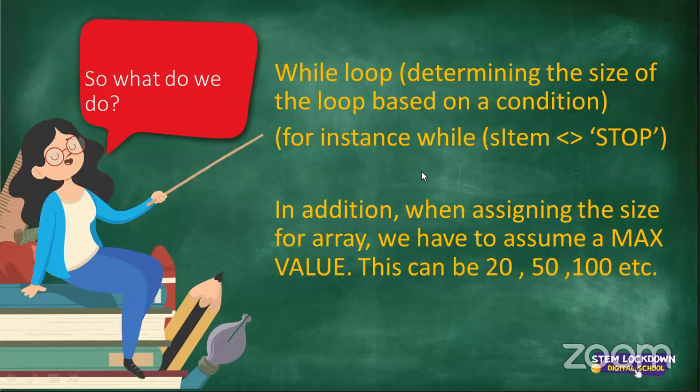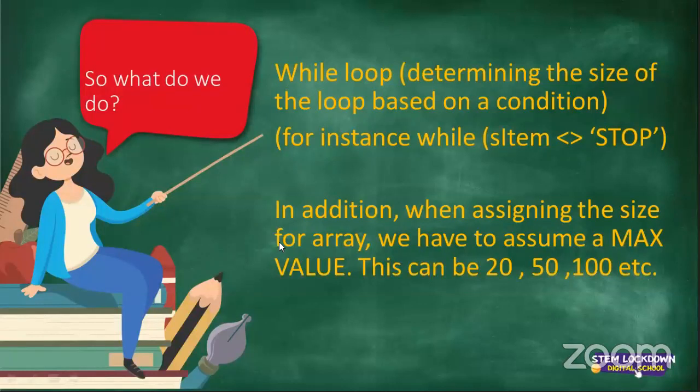For instance, allow the user to enter items into the array until the person enters stop, or maybe presses enter on the keyboard, whichever it is. So our array should be able to work in a similar manner. First things first, do you agree that we need a while loop for this array? So again, why a while loop? Because it's going to change based on the condition.